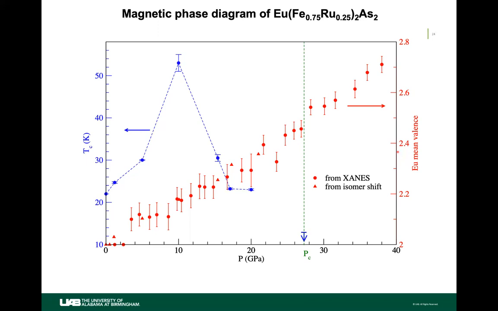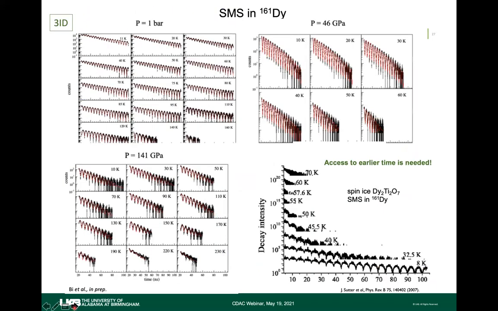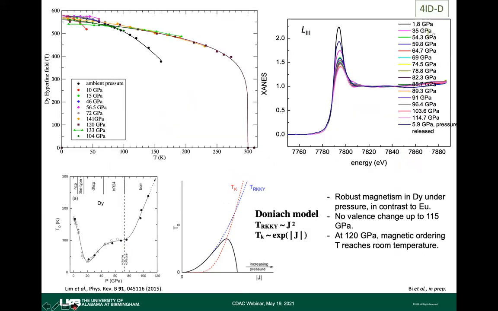See, could I ask a question? Of course. Go ahead, Jim. Okay. Well, you showed the dysprosium data where the ordering temperature went up very rapidly under pressure, and we thought that may have something to do with the Doniach phase diagram, that as you approach an instability, for some reason the magnetic ordering temperature, the interaction strength, gets bigger, which is sort of counterintuitive.